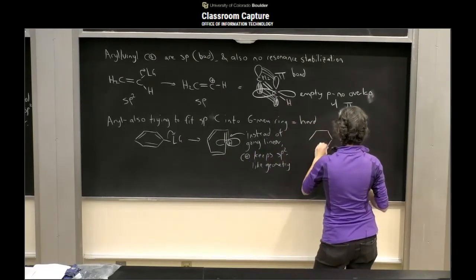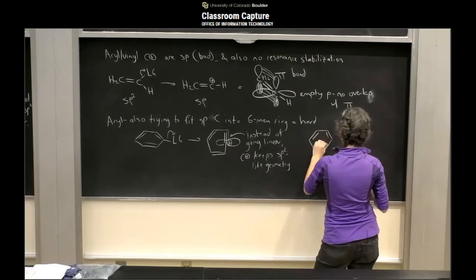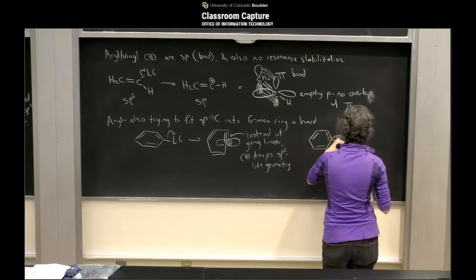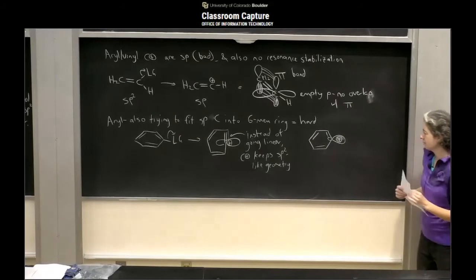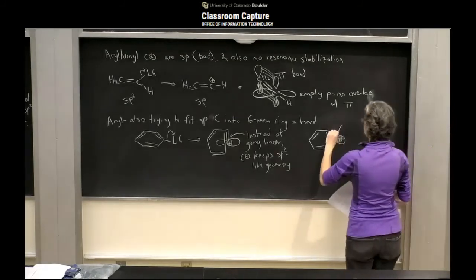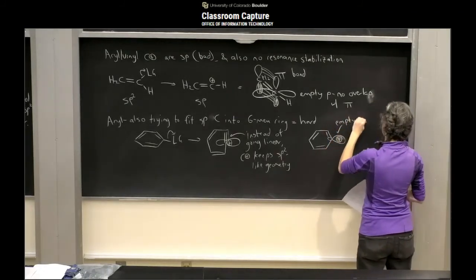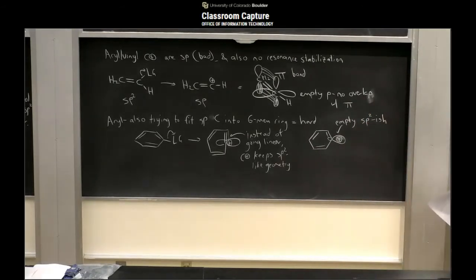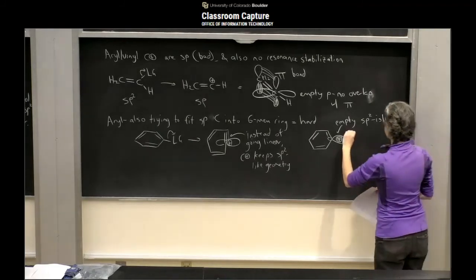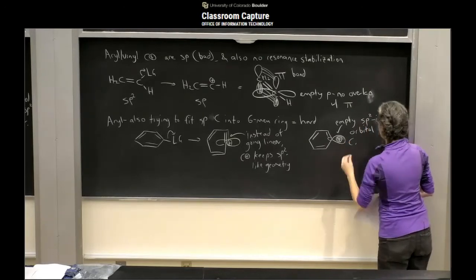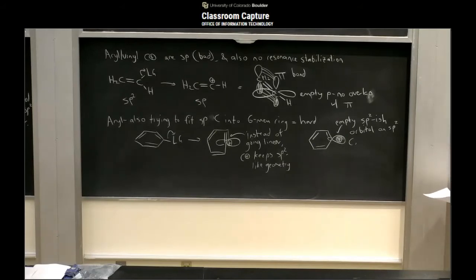So it is actually going to stay more or less hexagonal. And instead of having an empty regular p orbital, it's almost like an empty hybrid orbital. It's really somewhere in between, where there's some fractional hybridization going on. I don't know exactly how much. So it's an empty sp2-like orbital on an sp2 carbon instead of an empty p.